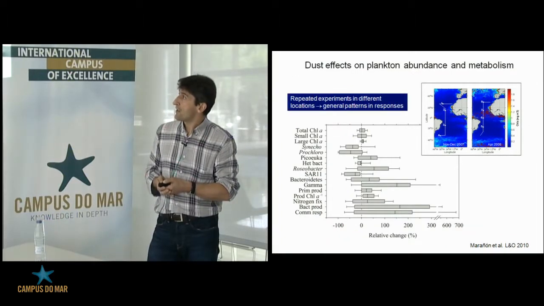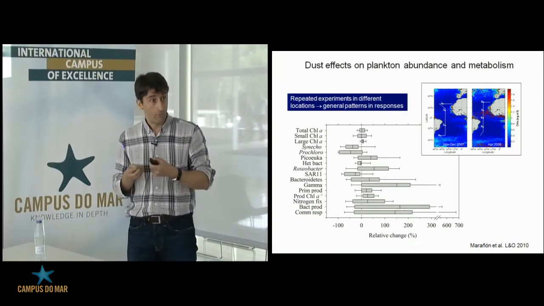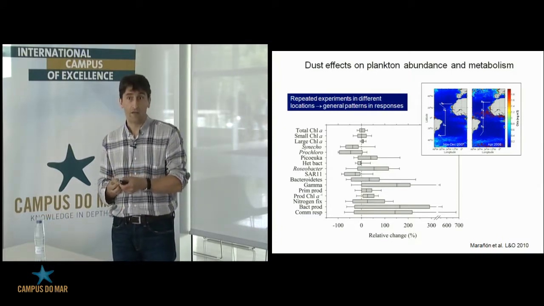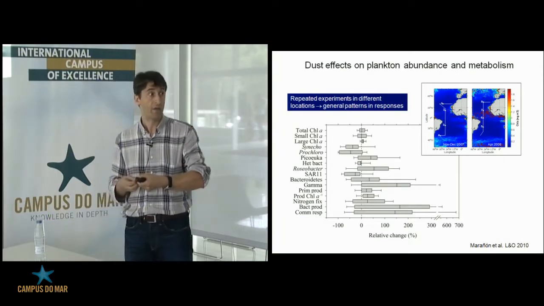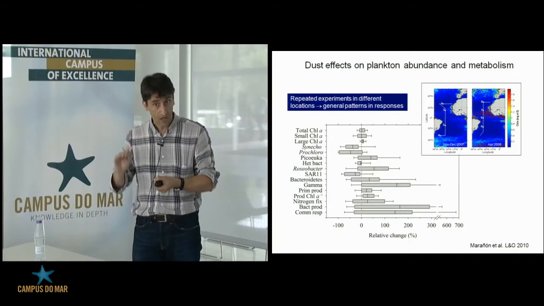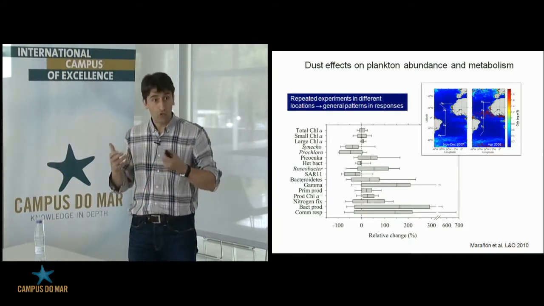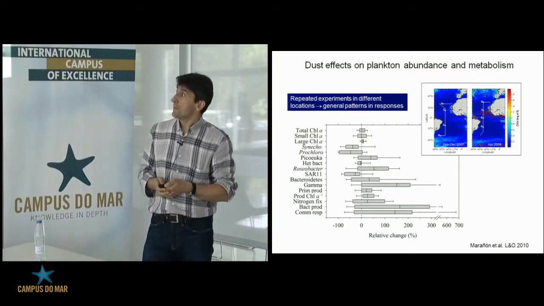We put together all our measurements, and what we found overall is that in general changes in metabolic rates are greater than changes in abundances. Okay, so rates tend to be more responsive than stocks, and that probably suggests that top-down grazing control prevents huge changes in the abundance of different organisms when dust comes, but metabolic rates do tend to change more.